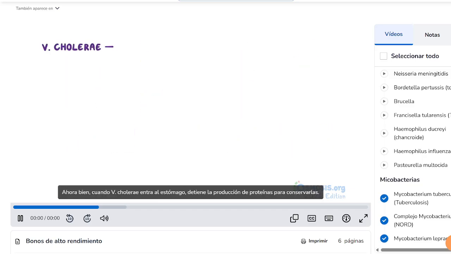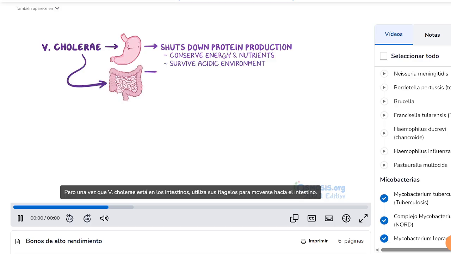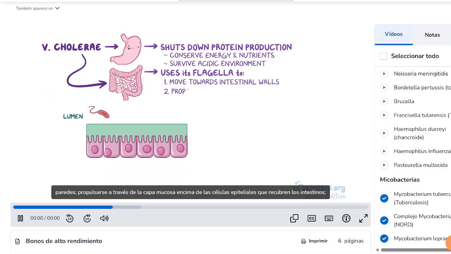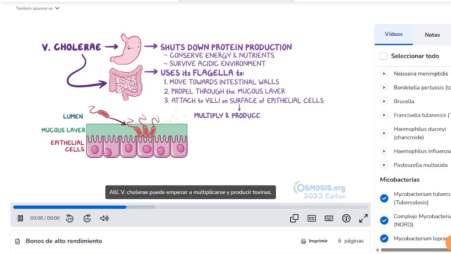Now, when V. cholerae enters the stomach, it shuts down protein production to conserve energy and nutrients, and to survive the acidic environment. But once V. cholerae is in the intestines, it uses its flagella to move towards the intestinal walls, propel through the mucus layer on top of the epithelial cells lining the intestines, and attach to the finger-like cellular projections called villi on the surface of the epithelial cells.